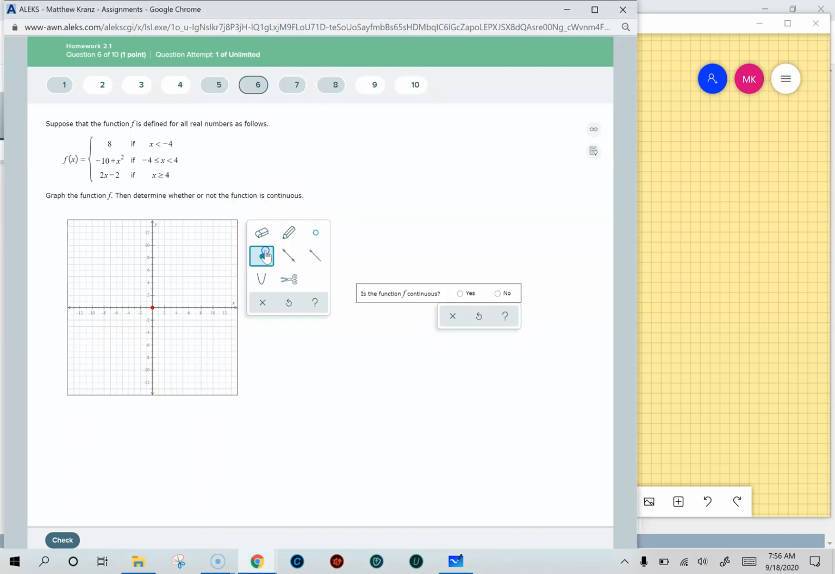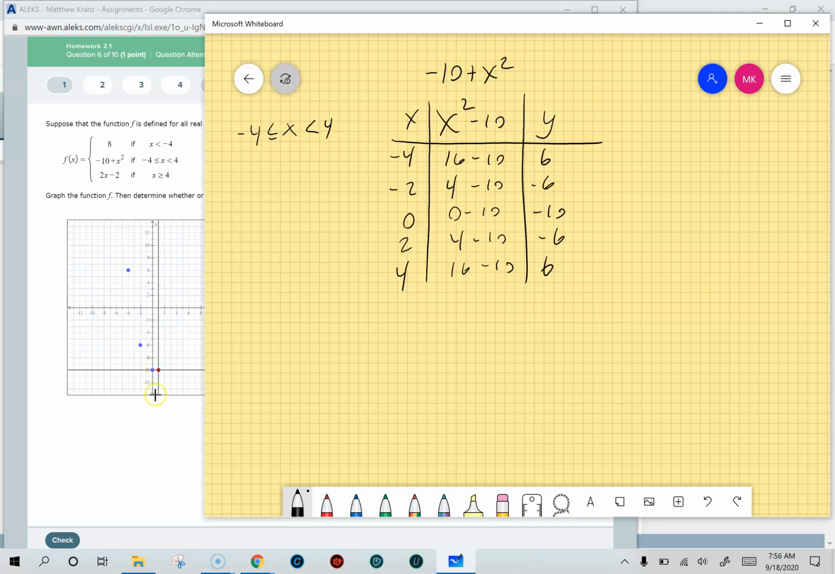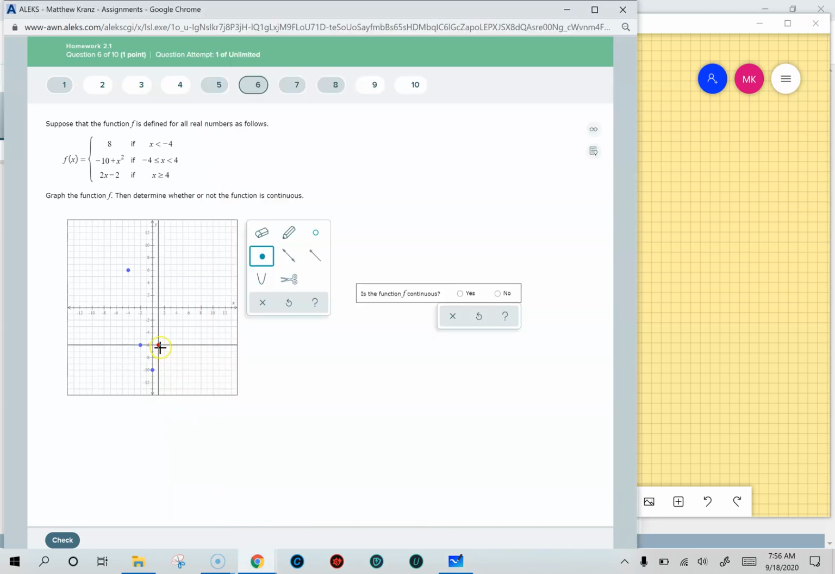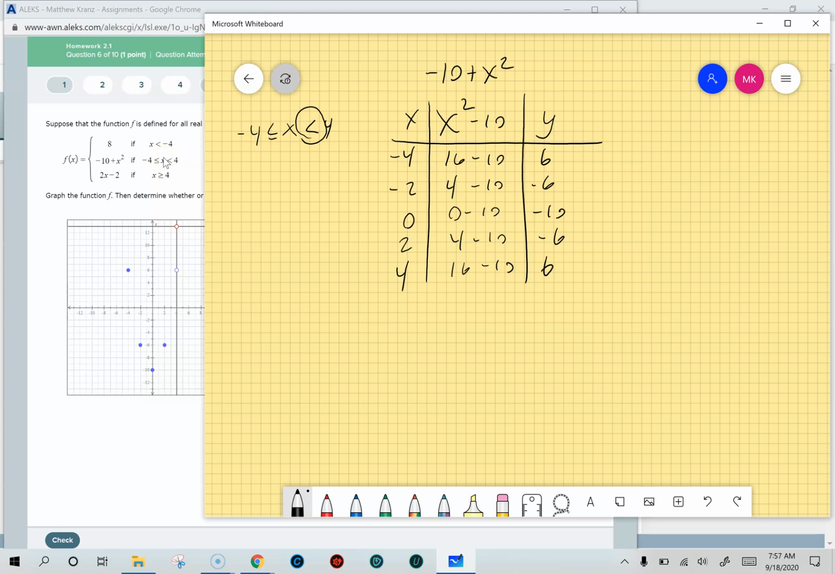So if I go ahead, I have a negative 4, 6 right there, closed circle. I had a negative 2, negative 6, which is right there. I had a 0, negative 10. I had a 2, negative 6, and a 4, 6. Now the 4, 6, that is an open circle. The reason is that this symbol right here does not have a line under it, so that is an open circle.